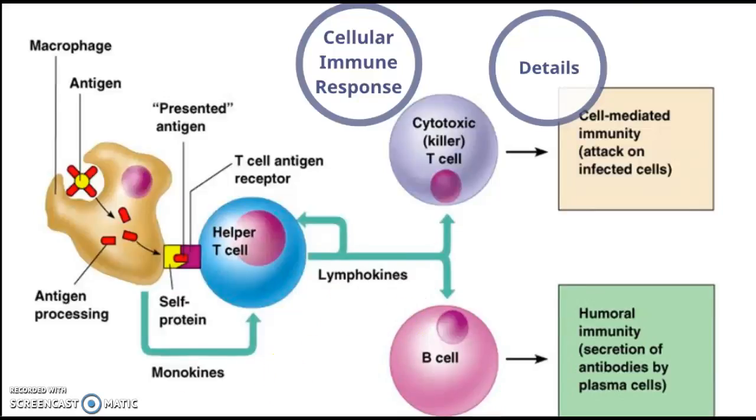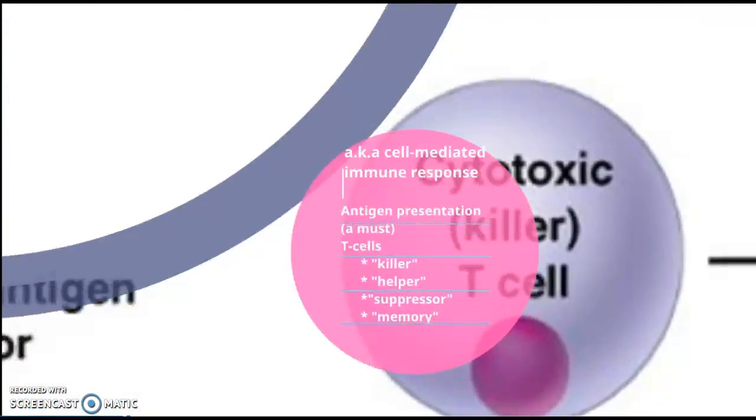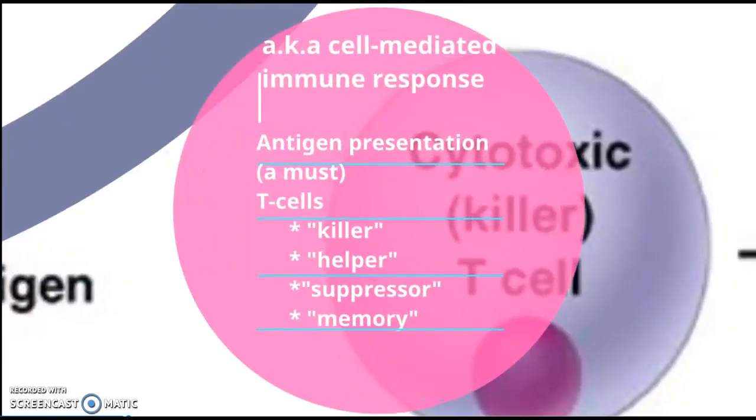Cellular immune response. Cellular immune response is also known as cell-mediated immune response. There is an antigen presentation, which is a must for T cells to be produced. The four types of T cells are killer, helper, suppressor, and memory.